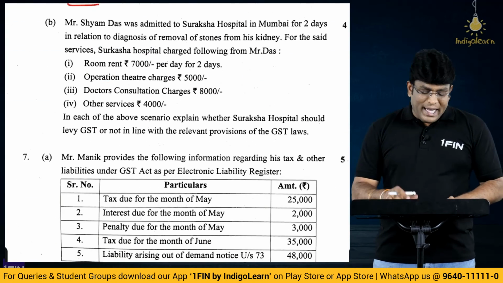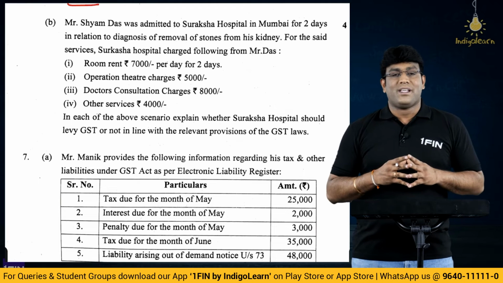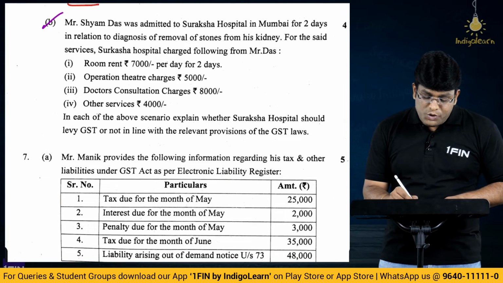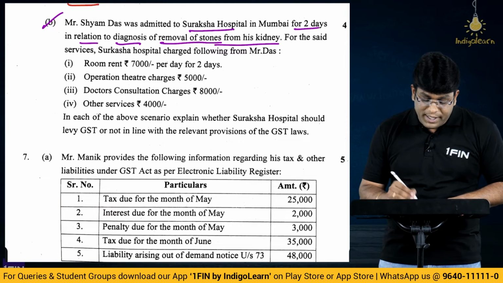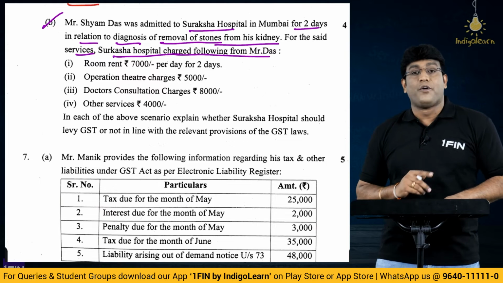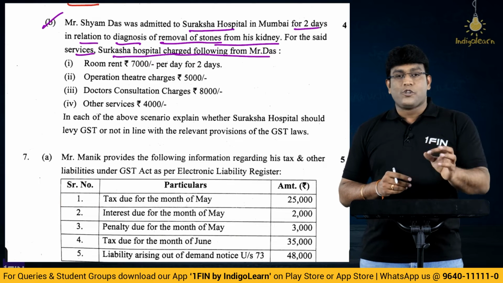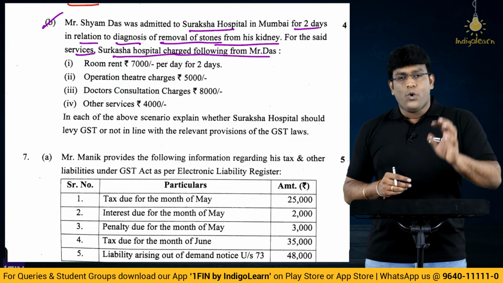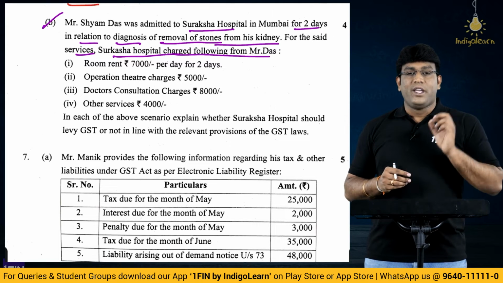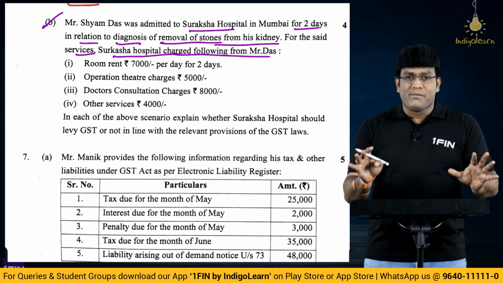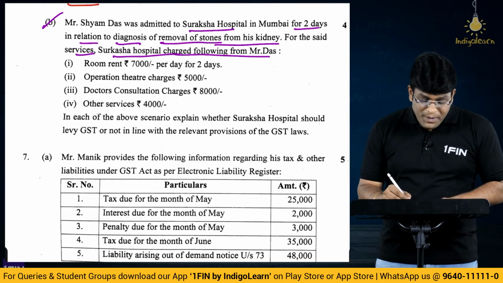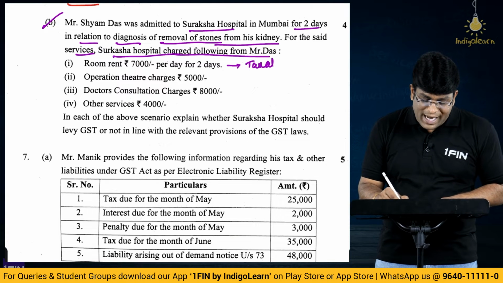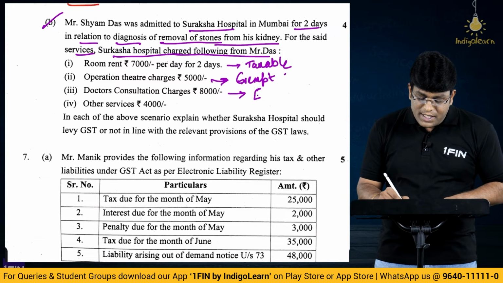Next bit. Again on amendments, so many questions came on amendments in the exam this time. Shyam Das was admitted to Suraksha Hospital in Mumbai for 2 days in relation to diagnosis of removal of stones from his kidney. For the said services, hospital charge the following. We discussed the latest amendment. In case of room rent charged by the hospital, if it is more than 5,000 per day, it is taxable. But no tax even though more than 5,000 in case of ICU, ICCU, NICU, there is exemption even though it is more than 5,000. But here you see, room rent 7,000 per day, it becomes taxable. OT charges, that is exempt. Doctor consultation charges, this is exempt.